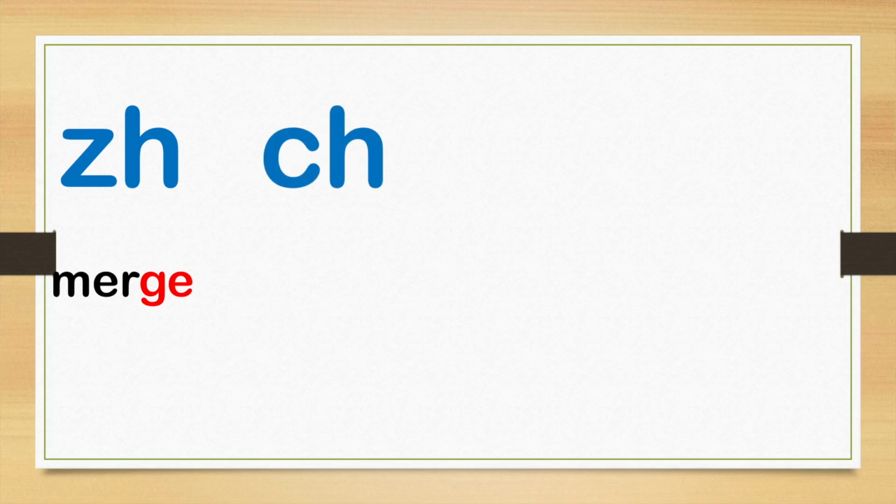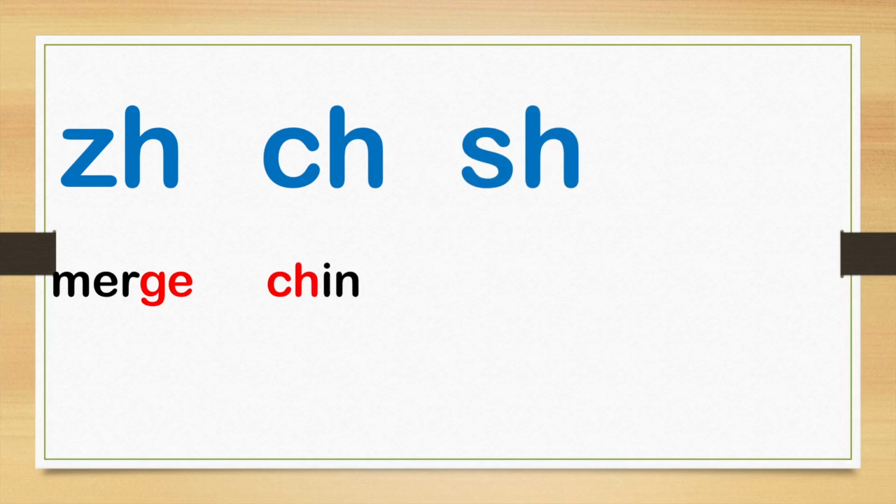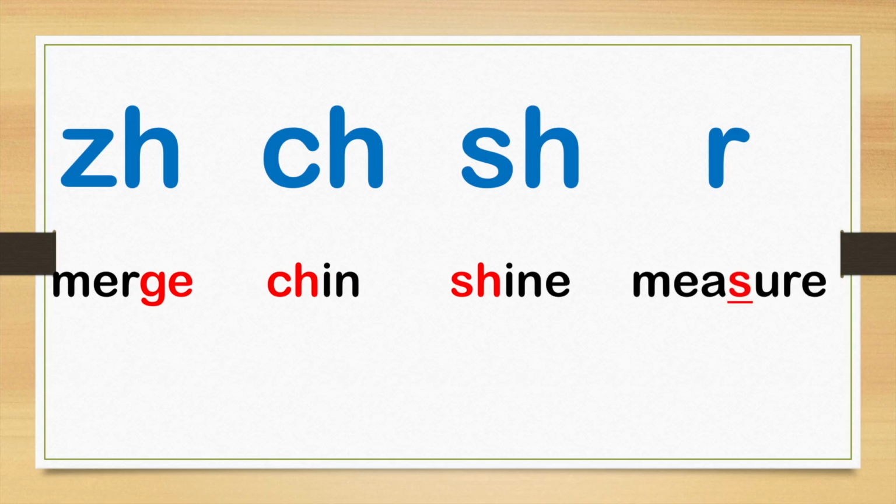Zh. It sounds like G in merge, zh. Ch. It sounds like CH in chin, ch. Sh. It sounds like SH in shine, sh. R. It sounds like S in measure, r.